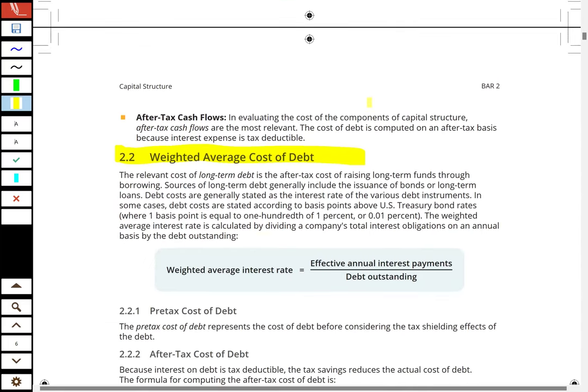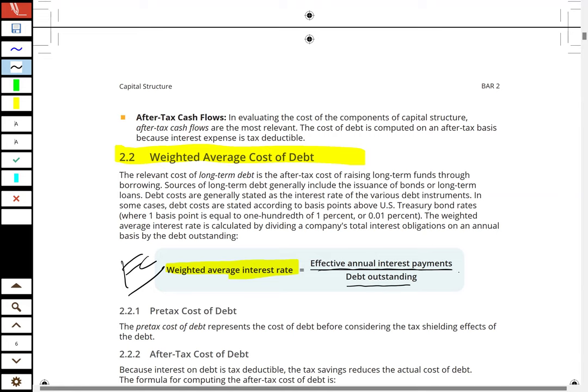Okay, so starting with the weighted average cost of debt, you would use the weighted average interest rate for that. Flashcard that if you don't already have the card in your flashcards. But if you look, it's pretty straightforward. It's debt outstanding for the period, and you divide that into the effective annual interest payments that the company is making. That would give you the weighted average interest rate associated with that. That would give us the R for the debt.